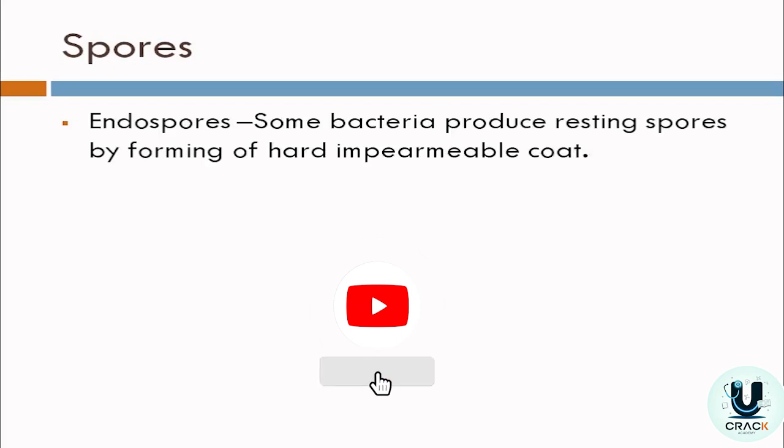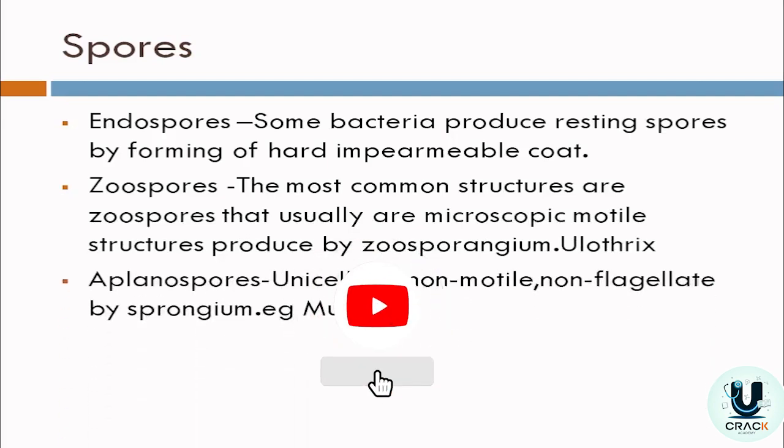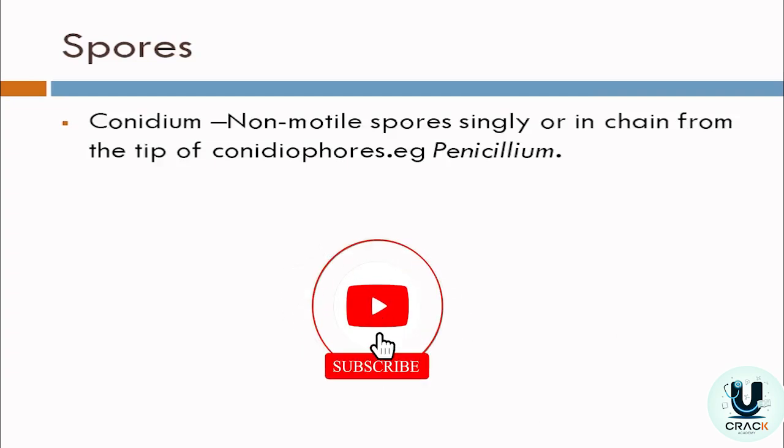Spores. Endospores: some bacteria produce resting spores by forming a hard impermeable coat. Zoospores: the most common structures are zoospores, which are usually microscopic motile structures produced by zoosporangium, for example Ulothrix. Aplanospores: unicellular, non-motile, non-flagellate spores in a sporangium, example Mucor. Conidium: non-motile spores borne singly or in chains from the tip of conidiophores, example Penicillium.